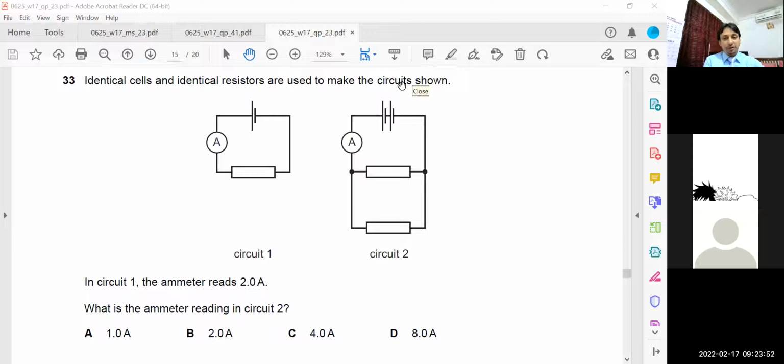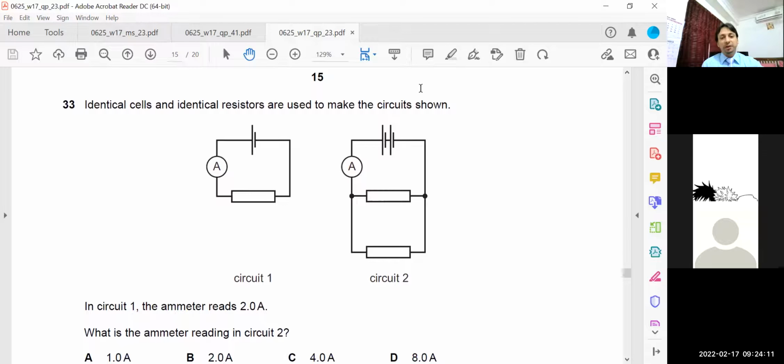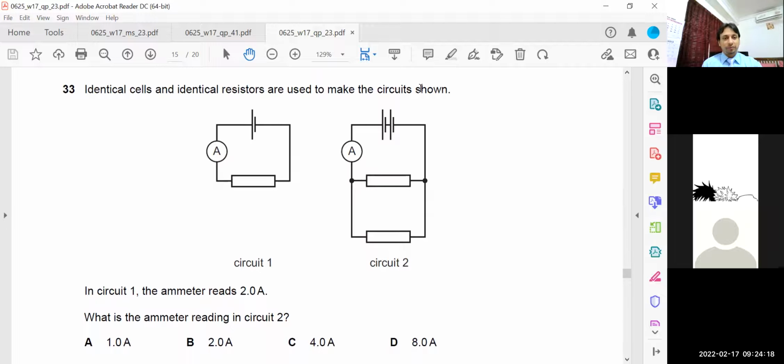33C is wrong answer, children. And I think many students will say it is C. C is wrong. Need to read this statement carefully. Identical cells, 33B said wrong. Identical cells, identical resistors are used to make the circuit shown. Ananya said A is wrong, B wrong, C wrong.